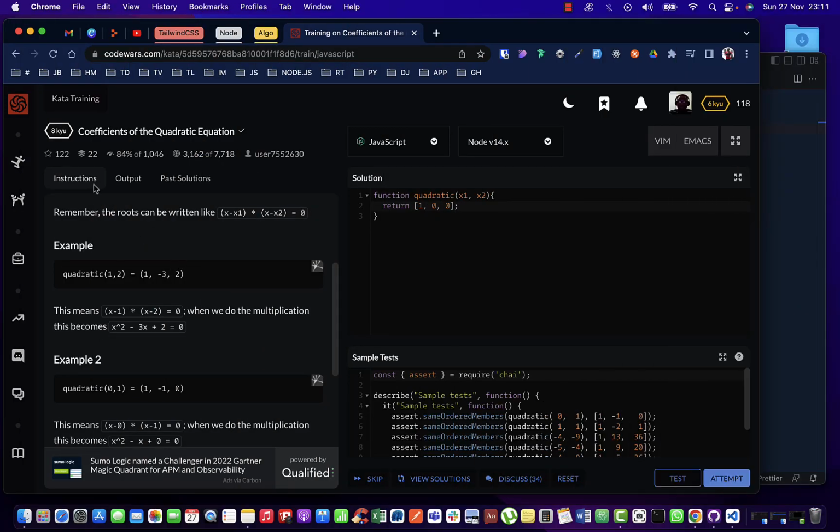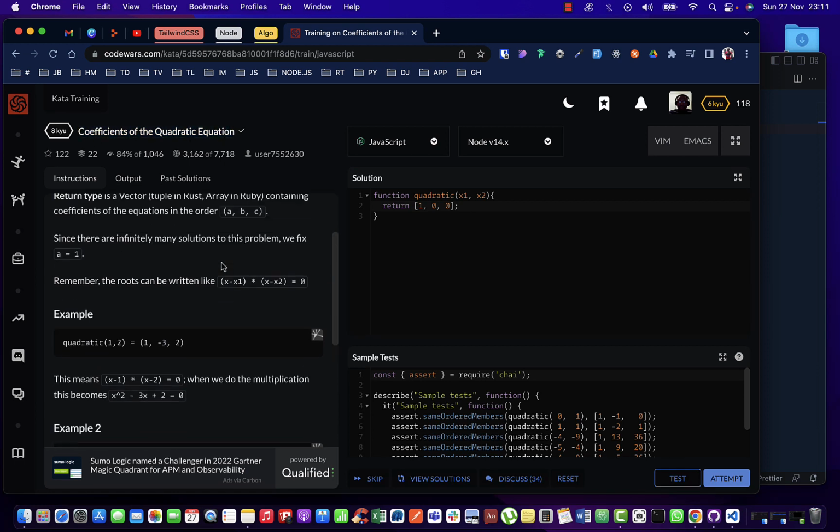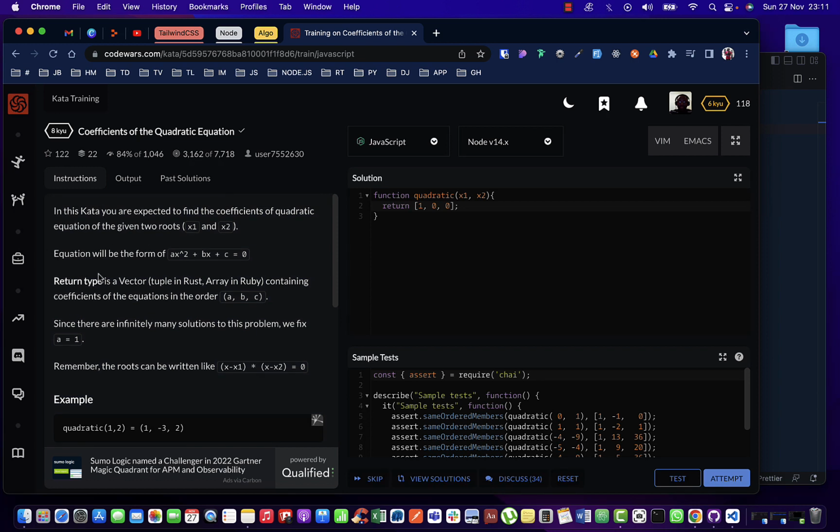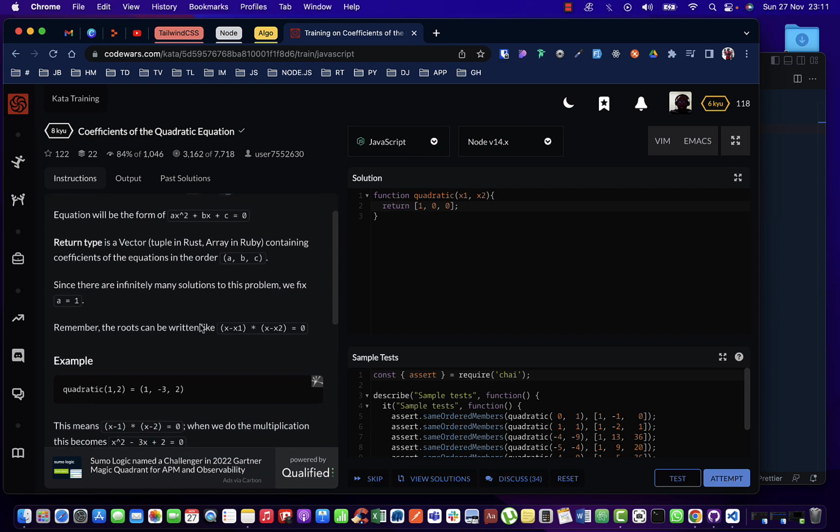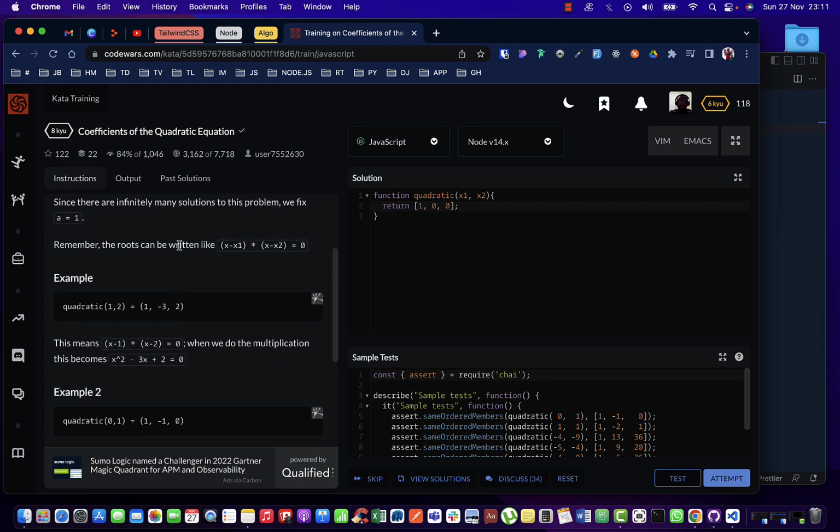So hi, let's solve this algorithmic challenge, and it says coefficients of the quadratic equation. What we're given here is that the equation will be in this form, that's a quadratic equation, and we have two roots, that's x1 and x2. And let's just come down to the example. But it says the root can be written like this.